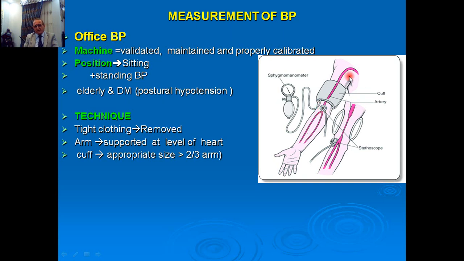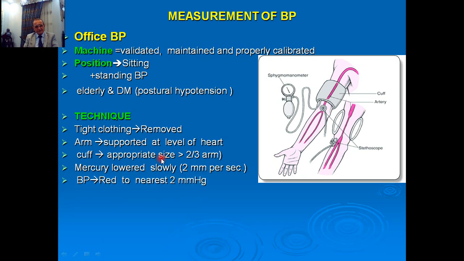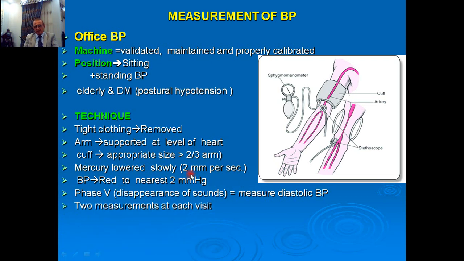The cuff should cover 2/3 of the arm of the patient. And lower the mercury slowly, not rapidly, 2 millimeters per second, as slow as you can. And read your blood pressure to the nearest 2 millimeters. Phase 5, which is the disappearance of sound, is the measure of diastolic blood pressure, not muffling, the disappearance. These are simple but very, very important.